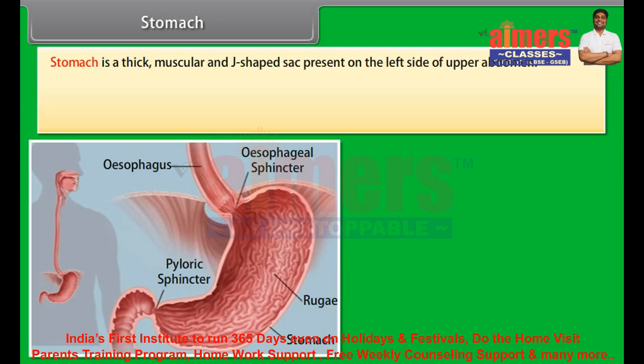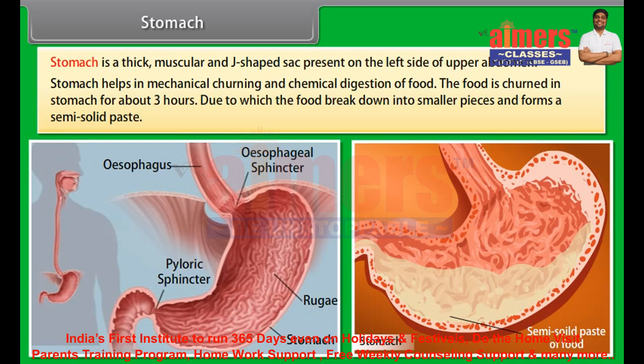Stomach is a thick, muscular and J-shaped sac present on the left side of upper abdomen. Stomach helps in mechanical churning and chemical digestion of food. The food is churned in stomach for about 3 hours, due to which the food breaks down into smaller pieces and forms a semi-solid paste.